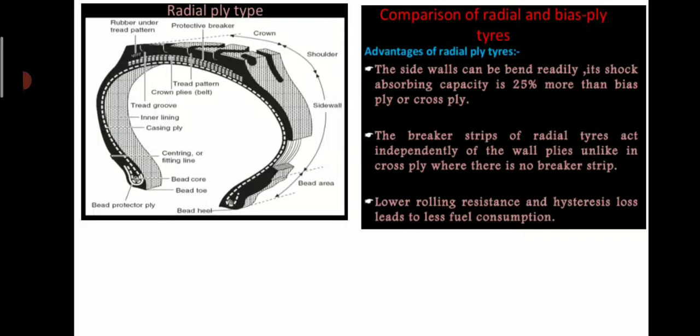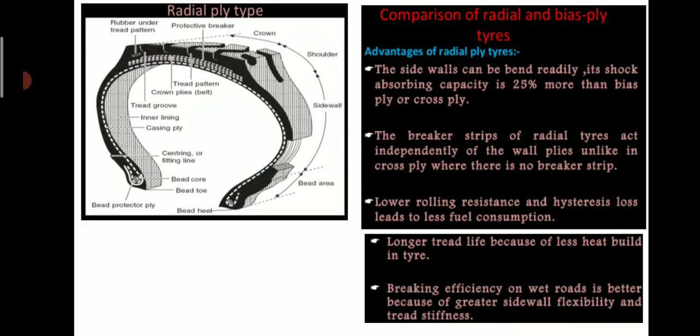So, comparison of radial and bias ply type tires. Advantages you will find with radial ply tires: the side walls can be bent radially, and its shock absorbing capacity is 25% more than bias ply or cross ply tires. The breaker strip of radial tires acts independently of the wall plies, unlike in cross ply where there is no breaker strip. Lower rolling resistance and hysteresis loss lead to less fuel consumption and longer tread life because of less heat built up in the tire.